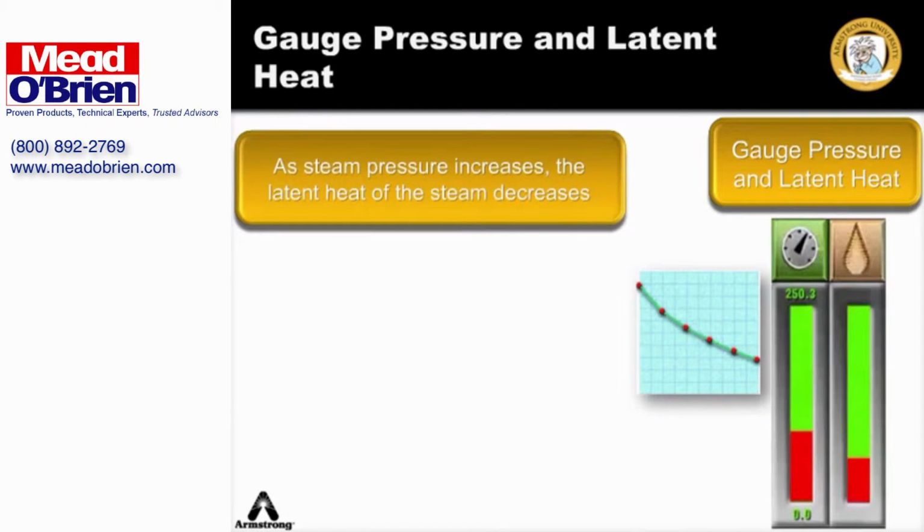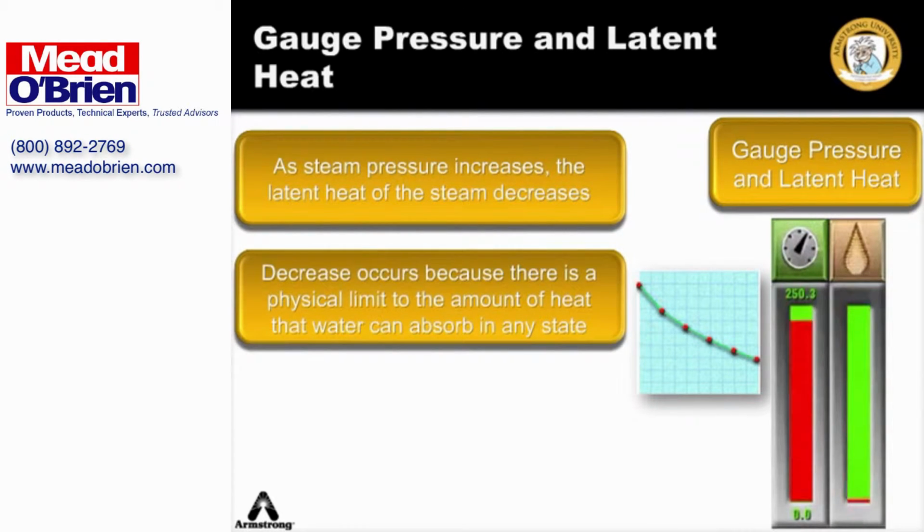As steam pressure increases, the latent heat of the steam decreases. The amount of decrease diminishes as the pressure rises. Since it is the latent heat available for heat transfer that provides steam's greatest utility for non-temperature dependent processes, it should be apparent that lower pressure systems are most suitable for those applications. The decrease in latent heat occurs because there is a physical limit to the amount of heat that water can absorb in any state. As the amount of heat that is used to raise the water temperature before vaporization can take place increases, the amount of latent heat used to accomplish that vaporization must decrease.